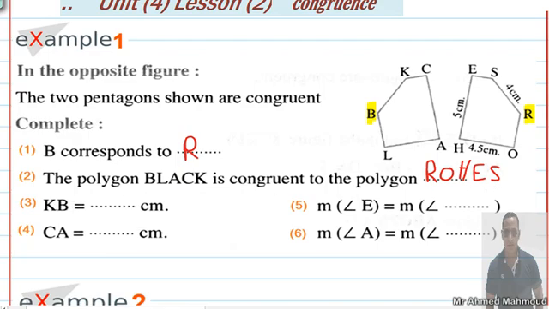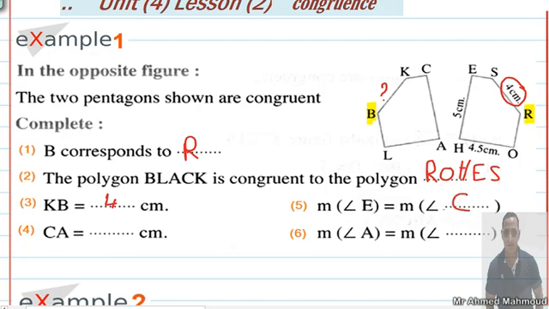Now, KB equals what centimeters? KB here, without the line segment above, means the number, the measure. This is KB. It's exactly like SR, then it equals 4 centimeters. Measure of angle E equals measure of angle what? He needs the letter corresponding to E. E here corresponds to C.